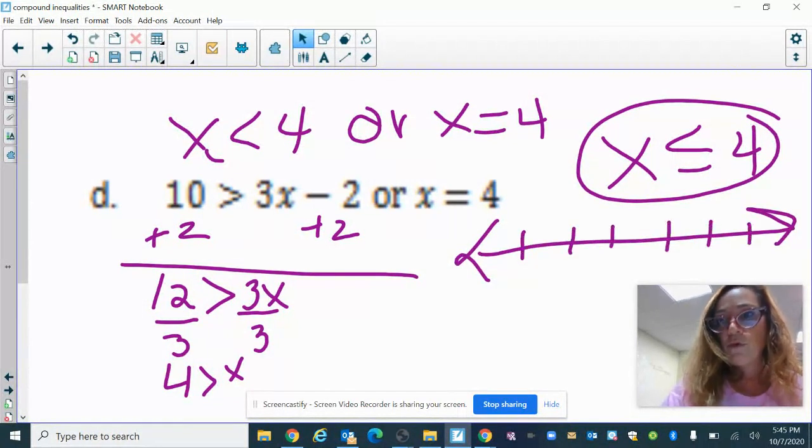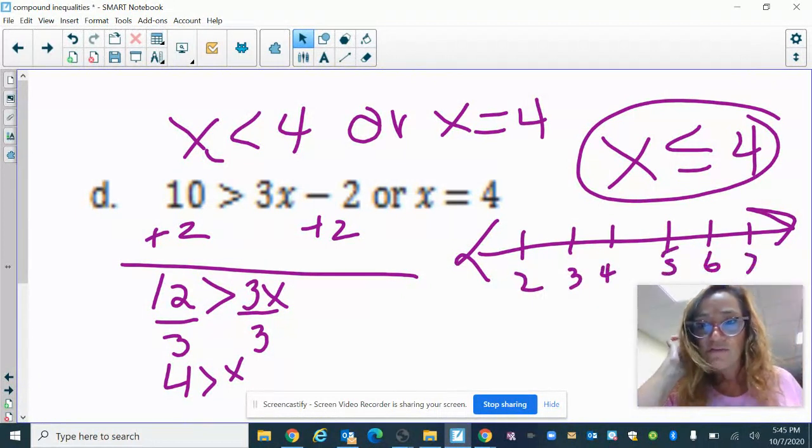So number line. Boom, boom, boom, boom. I hope you guys are having a good day. 2, 3, 4, 5, 6, 7. Don't think I'm having fun.